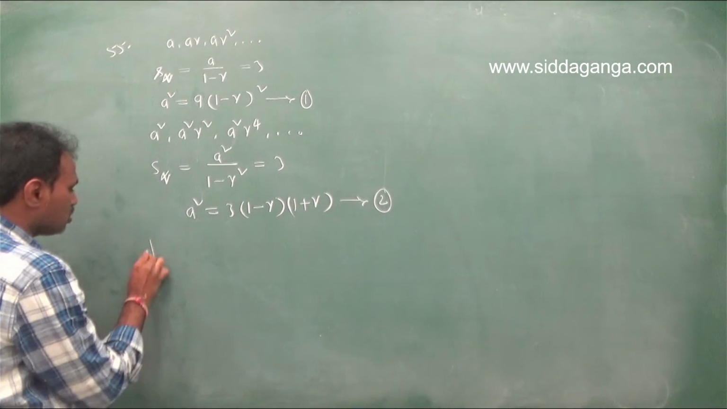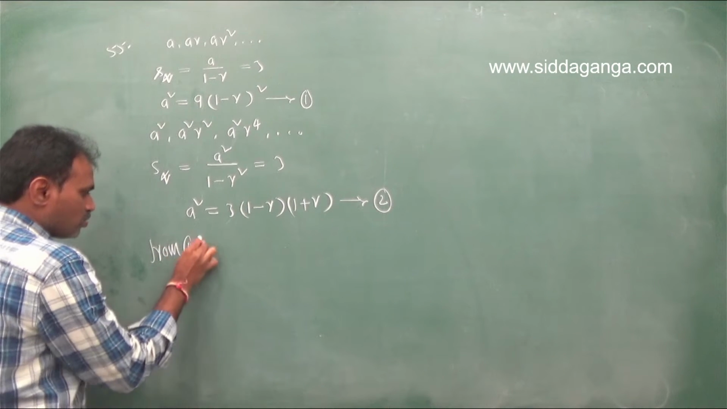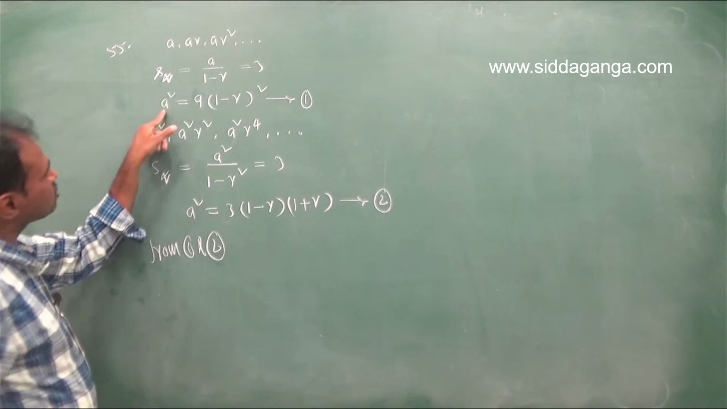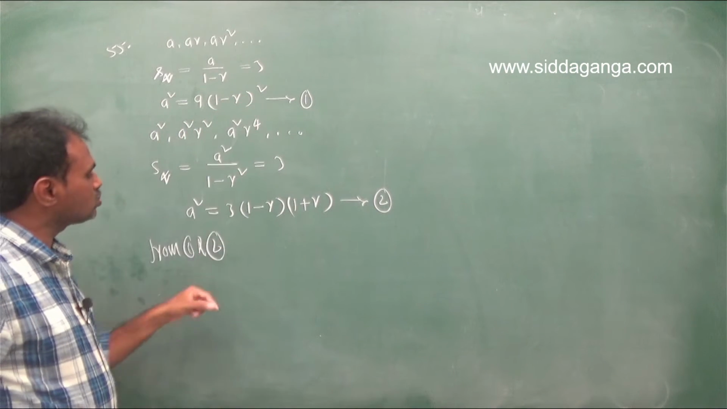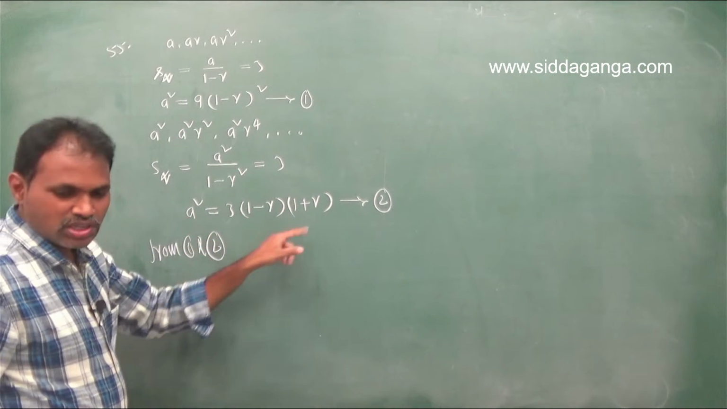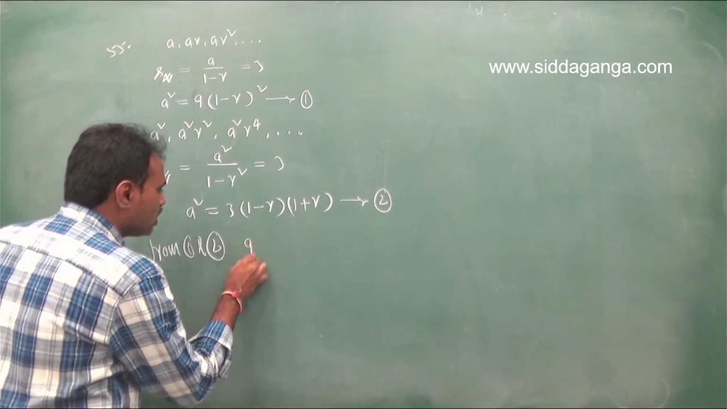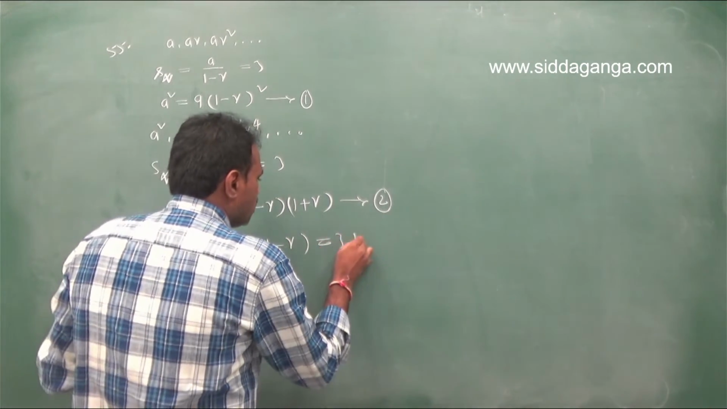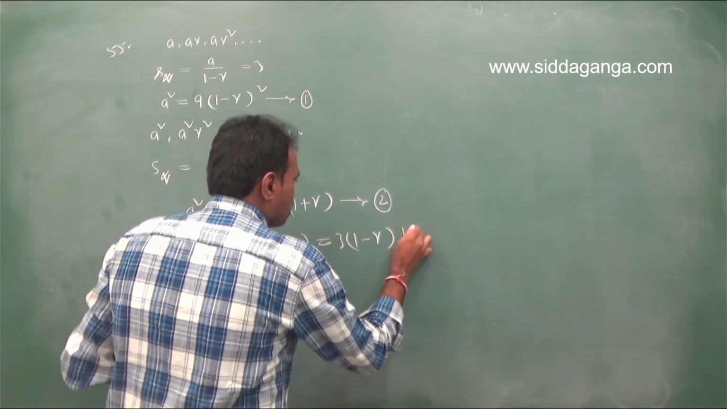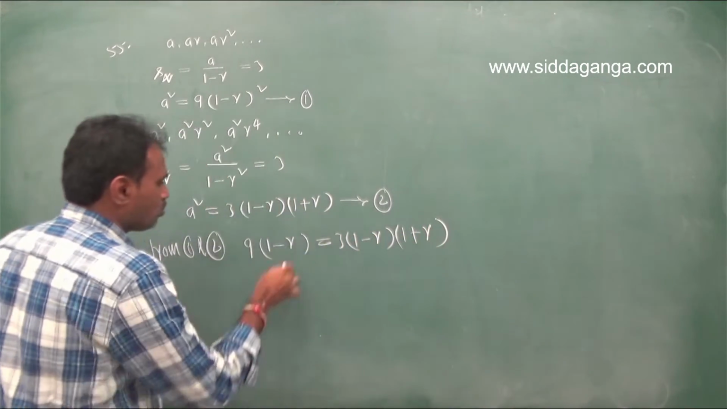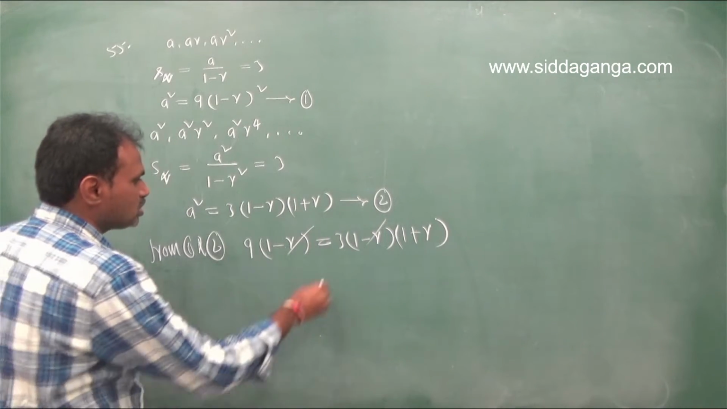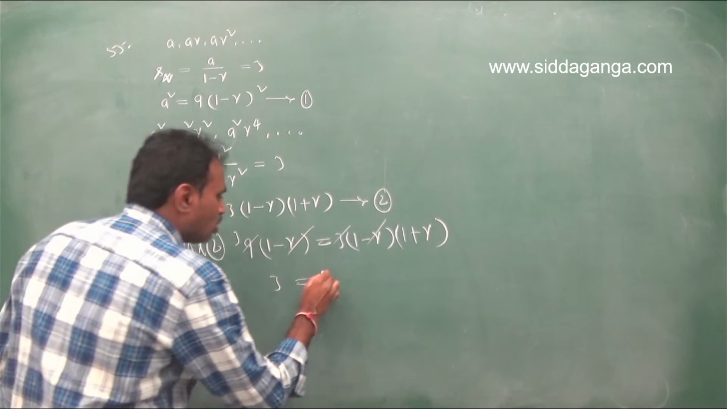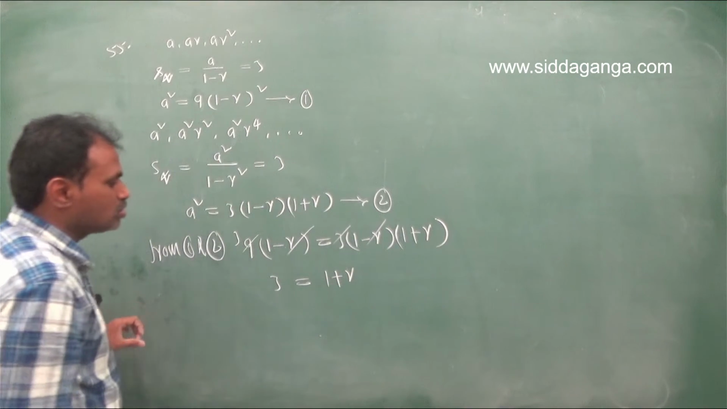Now, from equation number 1 and 2, the first equation is A square equal to 9 into 1 minus R whole square, and here A square equal to 3 into 1 minus R into 1 plus R. Therefore, 9 into 1 minus R equals 3 into 1 minus R into 1 plus R. Therefore, 1 minus R will cancel, and 3 3s, so 3 equal to 1 plus R.